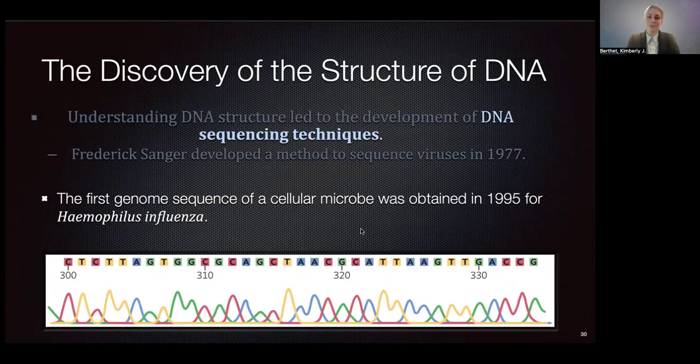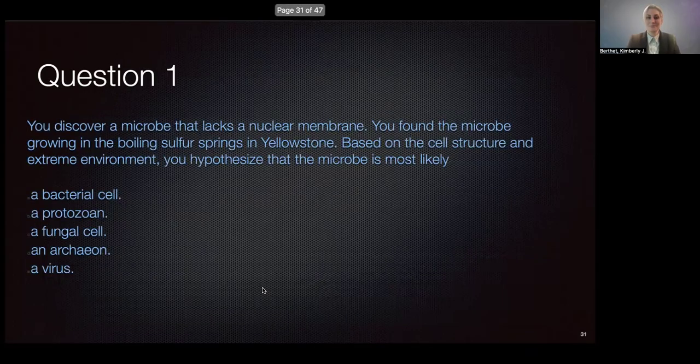Another good example of sequencing was that in 1995, they were able to sequence the genome of Haemophilus influenzae. So it was the first one as a microorganism. Haemophilus influenzae had a very, very small genome, so it was easy to do versus something like a human.